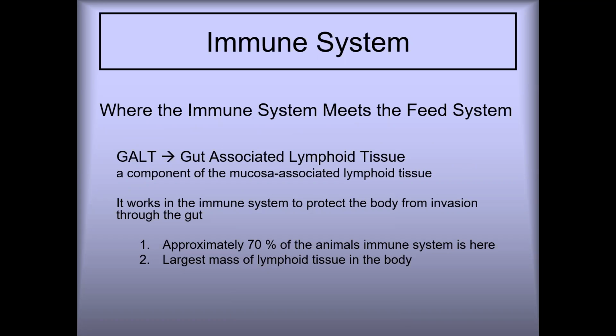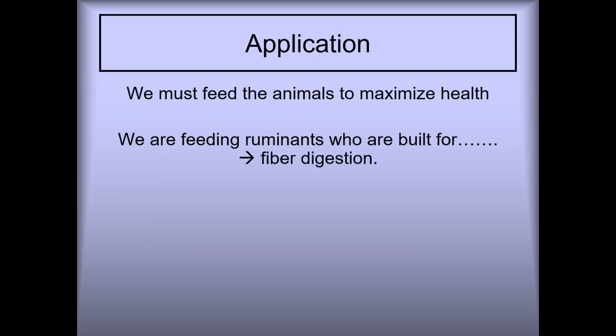When you start to break it down a little bit farther, you look at the GALT system, or the gut-associated lymphoid system. That accounts for approximately 70% of the animal's immune system. So when we talk about nutrition and health being hand in hand, this is exactly what I'm referring to, especially in a ruminant. And one of the ways that we do that in a ruminant is through fiber digestion.